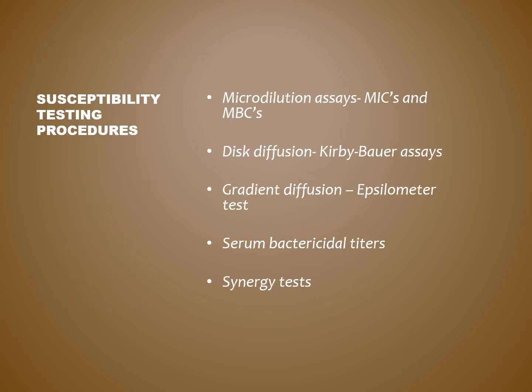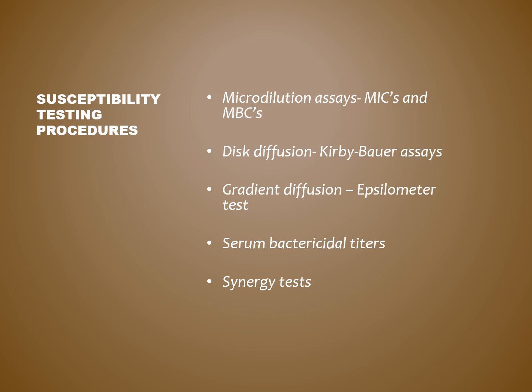There are several different methods for susceptibility testing. One such method is called the microdilution assay. This is where we can find MICs and MBCs through a machine called the MicroScan, which is a quantitative way of determining if we have an organism that is sensitive, intermediate, or resistant to a drug. In the MicroScan method, or the microdilution assay, we're actually doing serial dilutions of different concentrations of antibiotic.